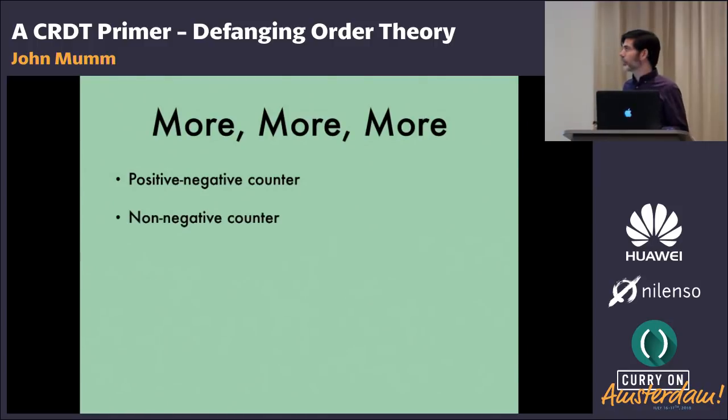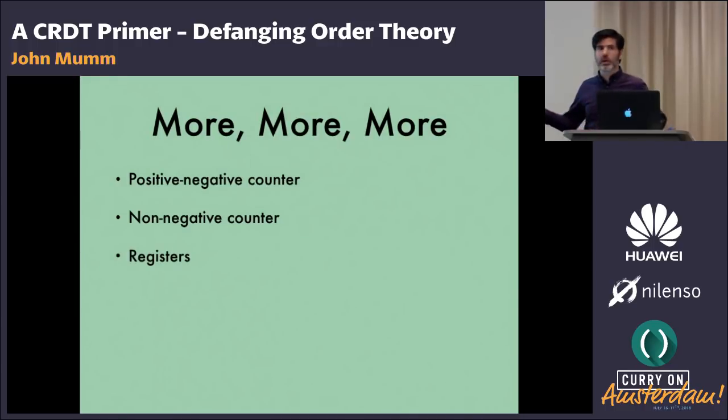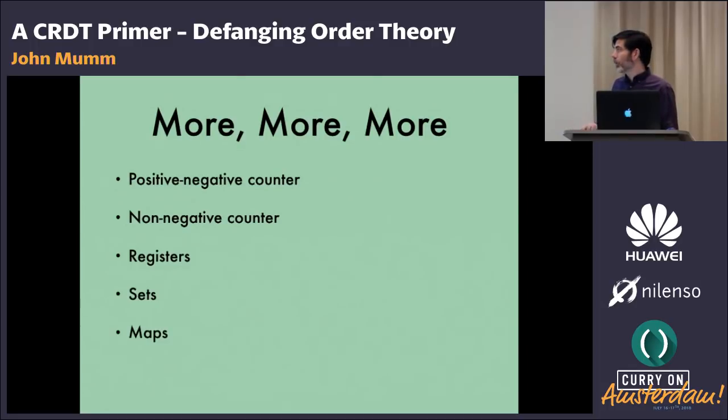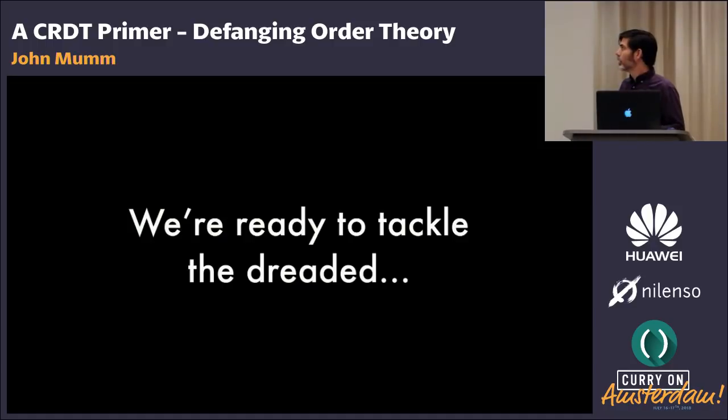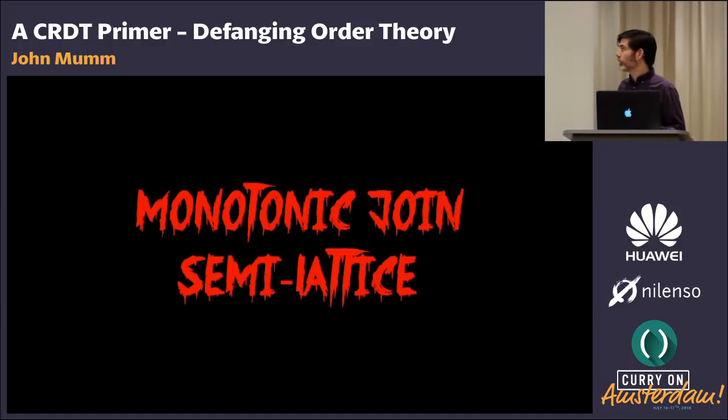Or maybe you want to have some kind of invariant, like that the counter will never go below 0 on one of your nodes. Or maybe you want a register where you can represent some kind of arbitrary value, or a set, or a map, or a graph. There are CRDT implementations of all of these things, and a lot of them build on each other. So my hope is that with the tools we've gotten so far today, you can now go on into the literature, I'll give some links at the end, and see these implementations and understand why each of them works. But for now, in the meantime, we're ready to tackle the dreaded monotonic join semilattice.